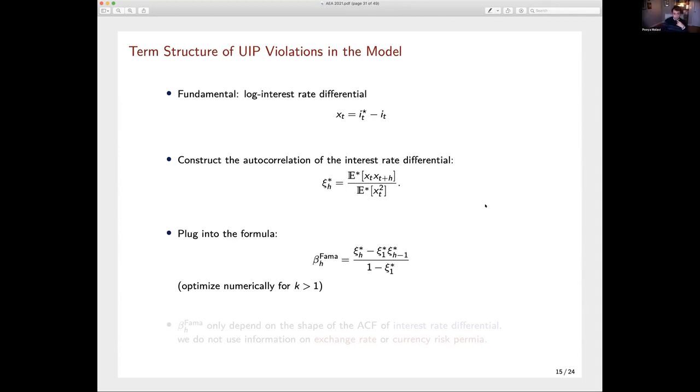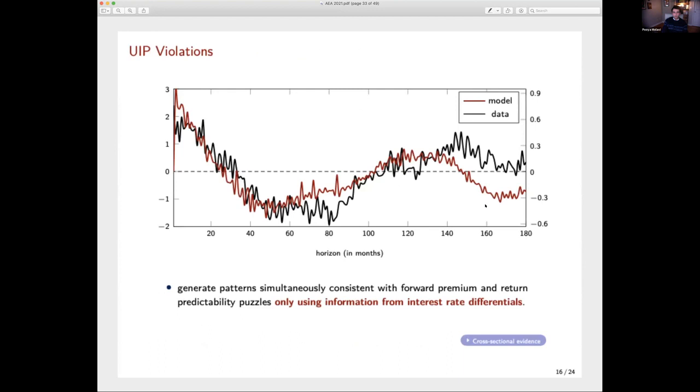We can compute it numerically. So the beta coefficients only depend on the ACF of the interest rate differential and do not use any information on exchange rates and currency risk premium. So this is basically the main empirical result of the paper. You see that the model can generate patterns that are qualitatively similar to what we see in the data.